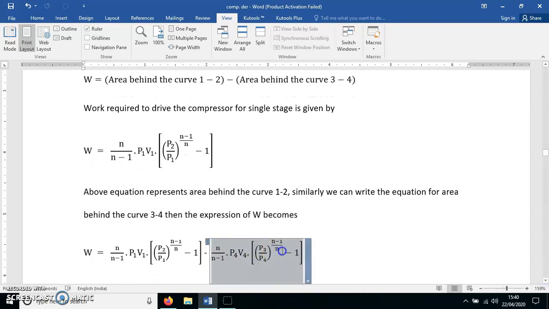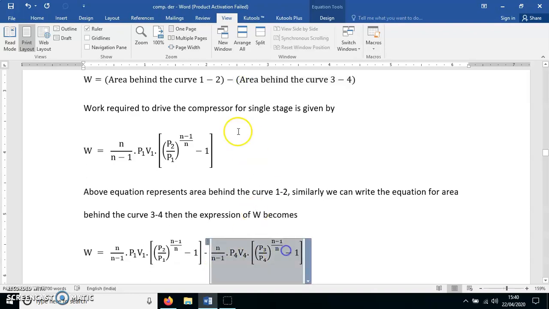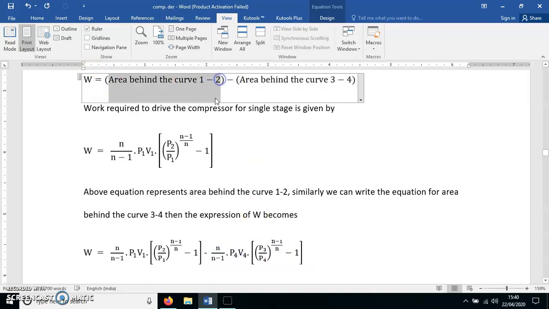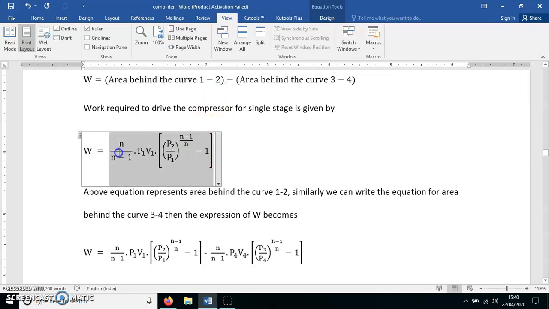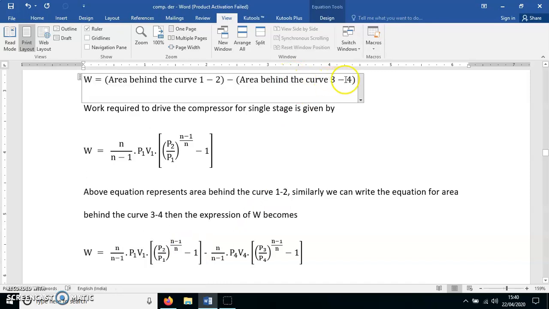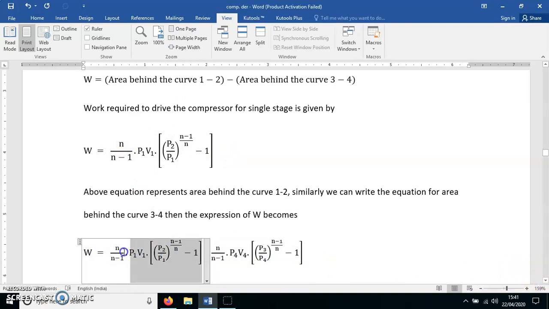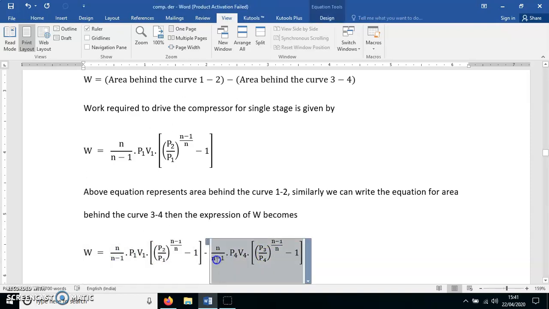You are writing it this way for 3 to 4. This is the area behind the curve 3 to 4. And for the area behind the curve 1 to 2, we are taking the reference of the last derivation. This is already derived, put it here. So we are getting W: the area behind the curve 1 to 2, this one, and the area behind the curve 3 to 4, this one. After putting the values of the expression for W, we will get the final equation like this: the subtraction of the area behind the curve 1 to 2 and the area behind the curve 3 to 4.